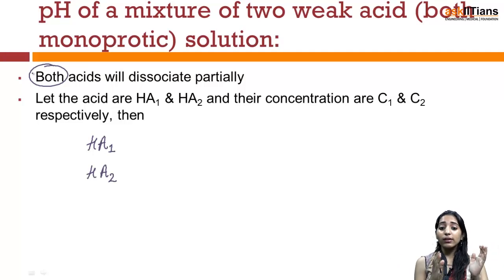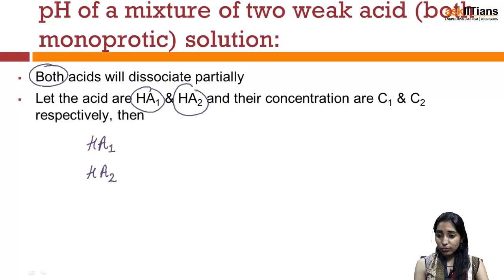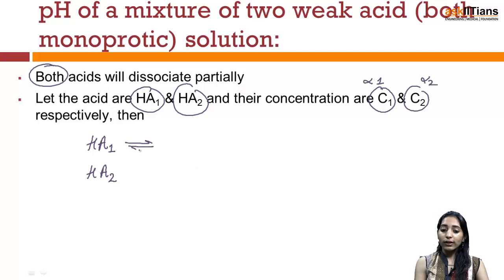We say both the acids will dissociate partially because both these acids are weak acids, and we have to take into account the concentration of H positive which is given from the weak acid 1 as well as the concentration of H positive which is given by the weak acid 2. So, let's say the acids are HA1 and HA2, and the concentrations are taken to be C1 and C2 respectively. Let us say alpha 1 is the degree of dissociation for the first weak acid and alpha 2 will be the degree of dissociation for the second weak acid. So, I can say this will follow the order H positive plus A1 minus, and this is going to follow the order H positive plus A2 minus.